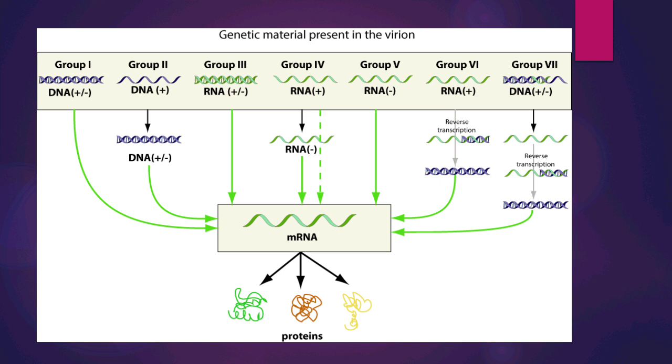In groups 6 and 7, in group 6, reverse transcription is required. The DNA fragment is uncoiled and replicated. It also replicates in group 7, where reverse transcription is also required. The DNA is formed in reverse. The end product is protein.